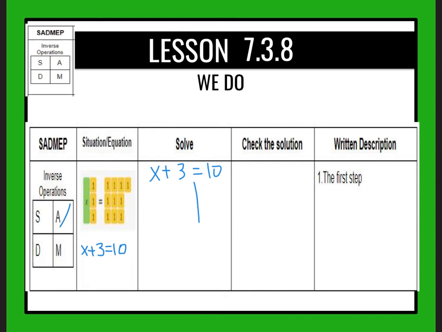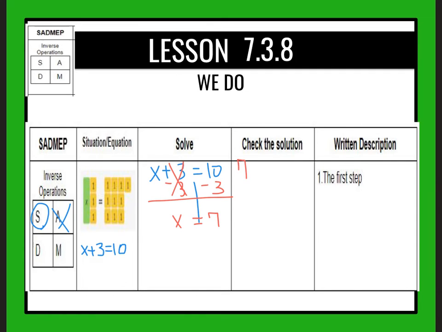The opposite of addition is to subtract by 3 on both sides. So technically, I'm just subtracting 3 from 10. That gives me my 0 pairs, and x is equal to 7.